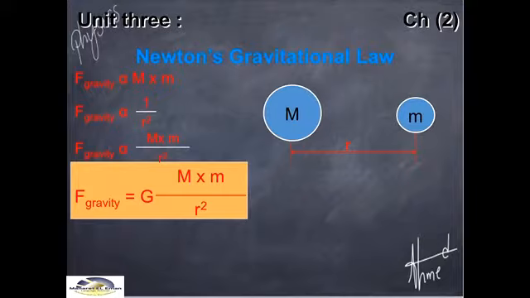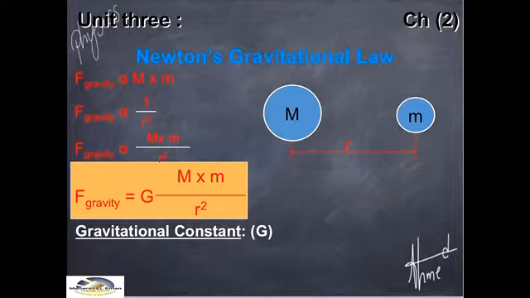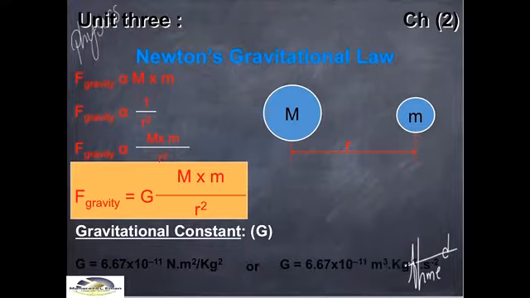m1 m2 over r squared. The gravitational constant, the capital G, equals 6.67 times 10 to the power negative 11 Newton meter squared over kilogram squared. I can derive this unit by multiplying F times r squared over m squared, or I can substitute Newton with kilogram meter over second squared. You will get the unit meter cubed kilogram negative 1 second negative 2, and you can try it by yourself.